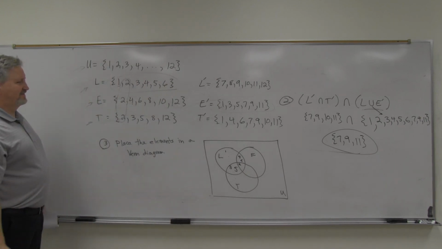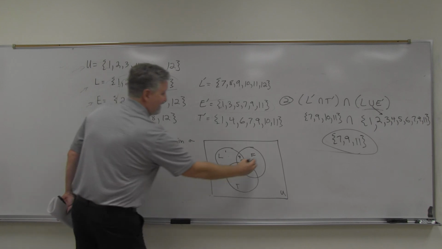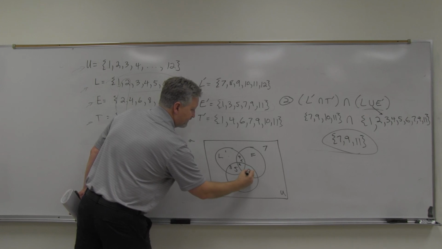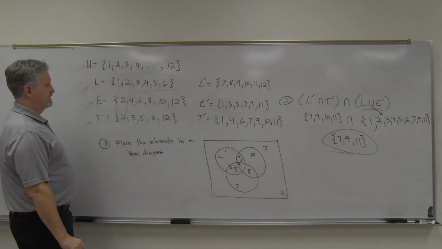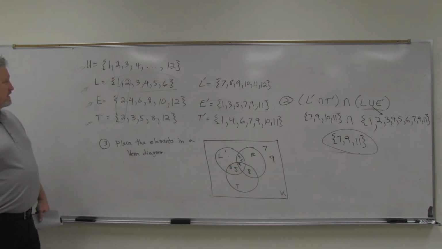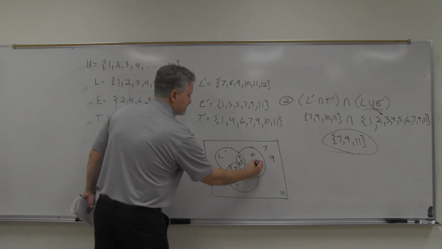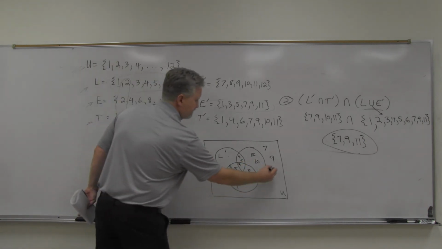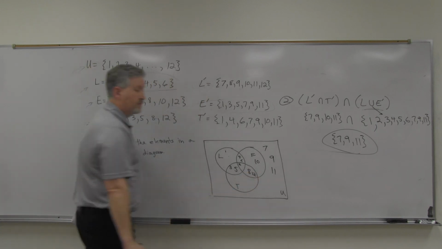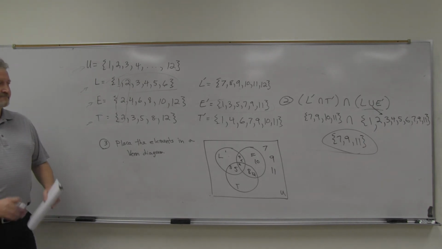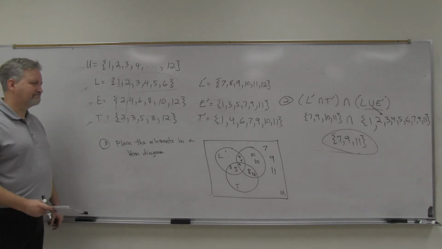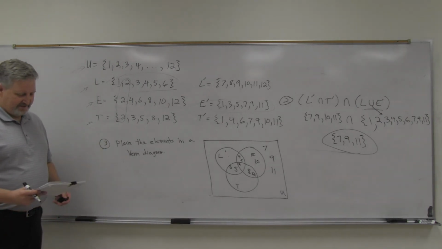What about 7? Outside. It's in nothing, so it goes on the outside. 8 is in E and T, but not in L, so there, right? 9's not in any of them. 10's only in E, so go there. 11's not in any of them. And then 12's in E and T, but not in L. You with that? Do that right? Okay, so it's a little trickier when you get 3, but not too bad. Any questions on that one?